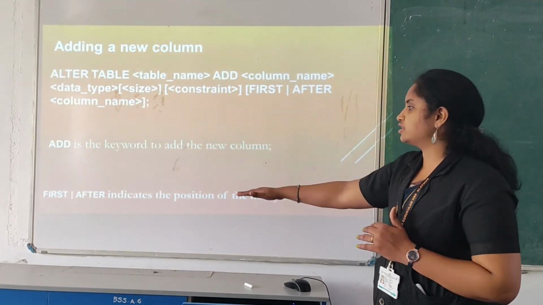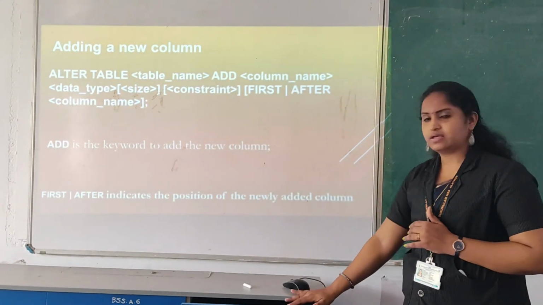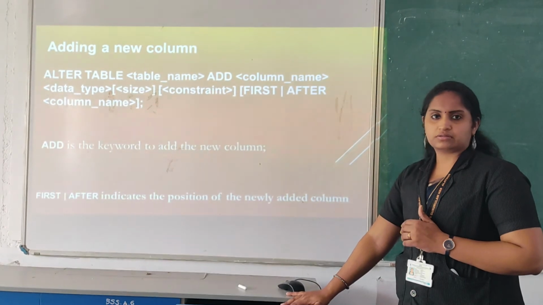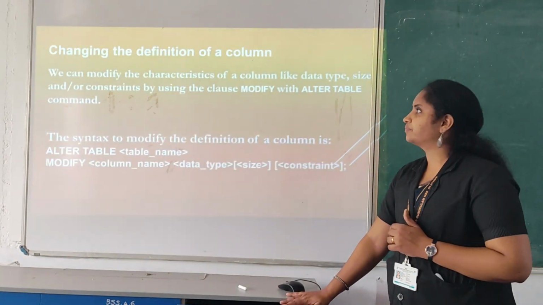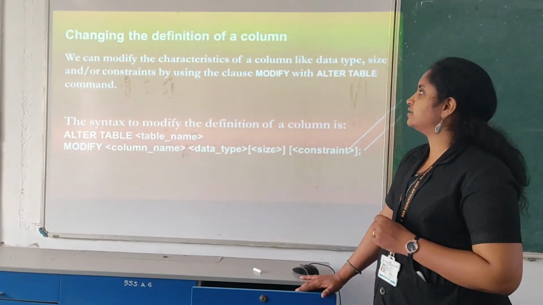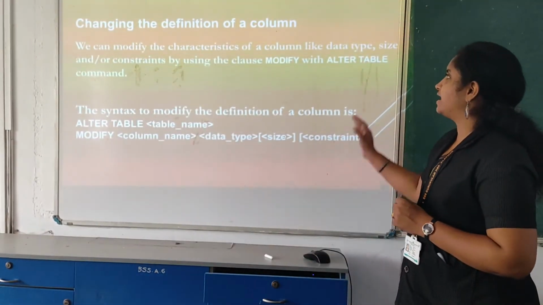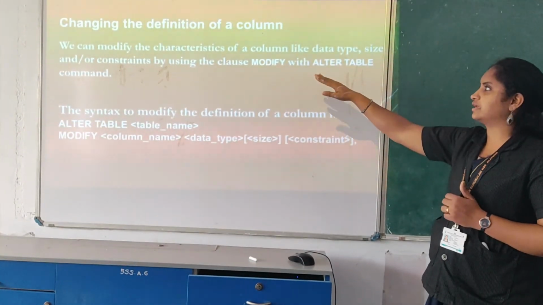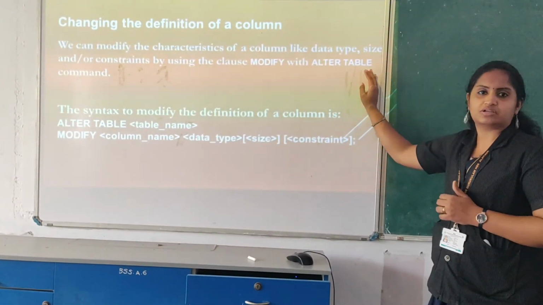Okay, and here first and after indicate the position of a particular column which we are adding in a table. And here is how we can change the definition of a column. Definition means we can modify the characteristics, the data type and size. So here we are using the keyword modify with the alter command.